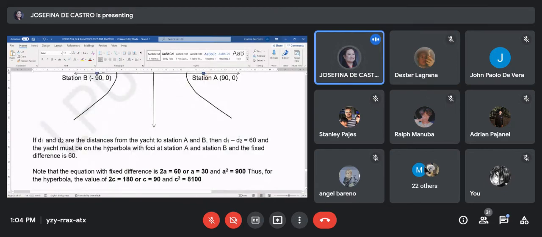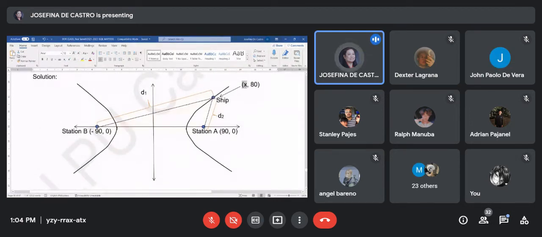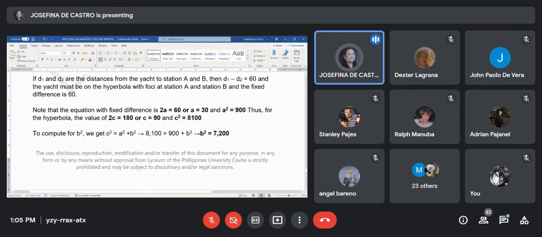So, ang gagawin natin ay, if D1 and D2 are the distances from the station A and B, so, ito yun. From ang distance natin from station B to the ship, that will be D sub 1, and then station A to the ship or to the yacht ay D sub 2. So, yun ang distansya niya. Yun ang tinatanong sa atin. Ano daw yung distansya niya? Okay? So, D sub 1 minus D sub 2 is equal to 60.